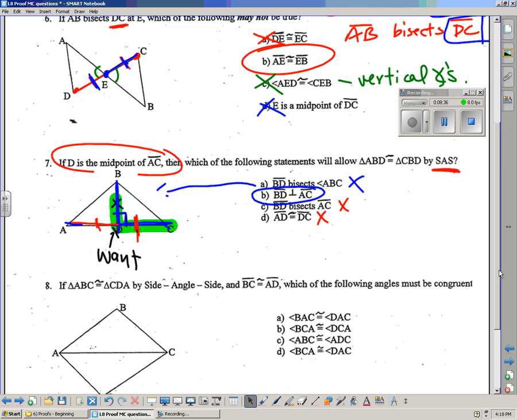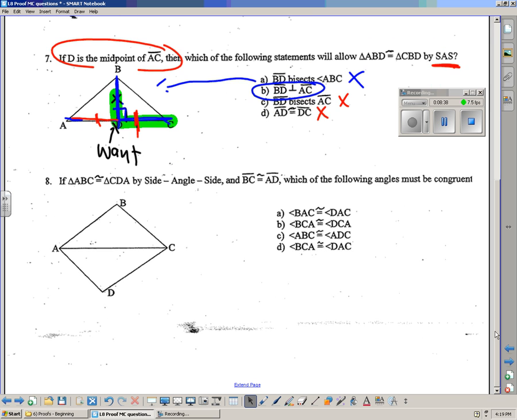Number 8, if triangle ABC is congruent to triangle CDA by side angle side, and we know BC is congruent to AD, it says which of the following angles must be congruent?